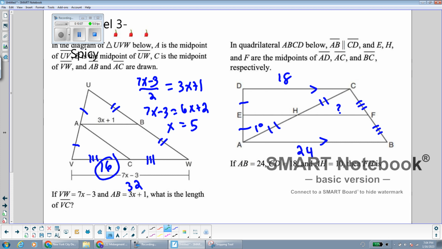So this one actually has a lot of information that we don't need because in this triangle, HF does connect midpoints together, so it is a midsegment of this triangle. And we know that a midsegment is half the length of the third side of the triangle. So if the third side of the triangle is 24, then the midsegment has to be 12. So that one actually had some information that we really didn't need. The answer is 12. That's the length of the midsegment.